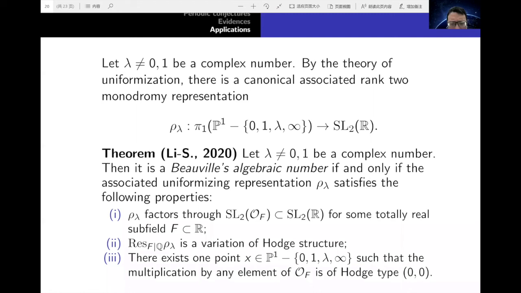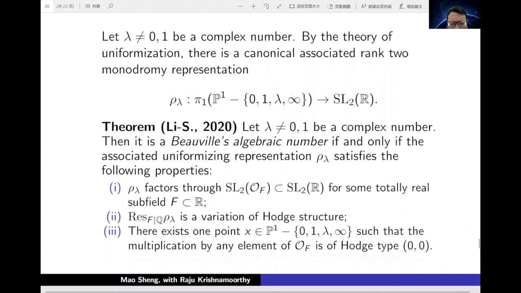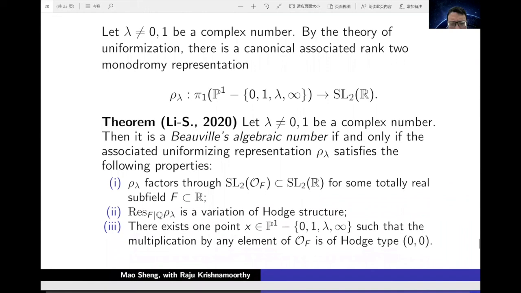Then the point is to try to give a characterization of these lambdas. So I get some characterization. It's not so great, but it's a kind of characterization. So I say this is, if these 17 numbers, if and only if the following condition holds.